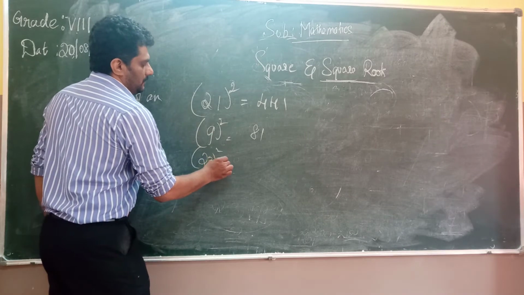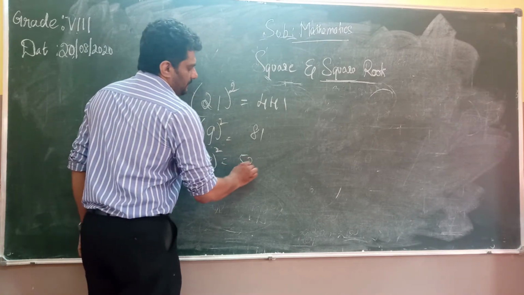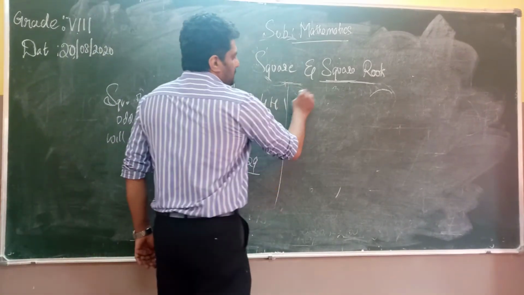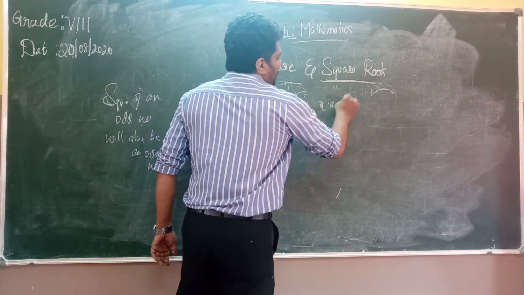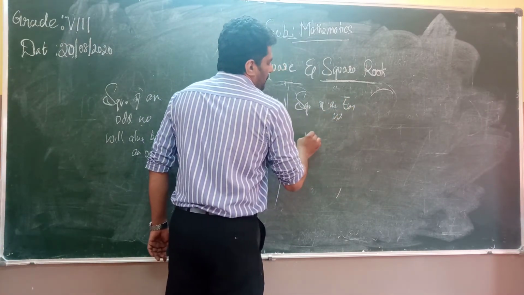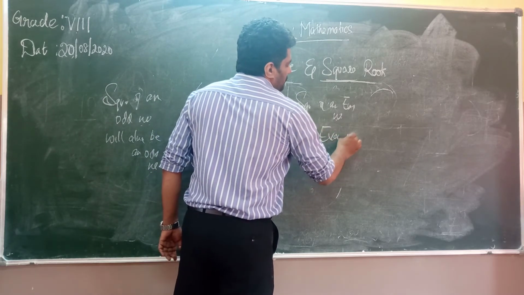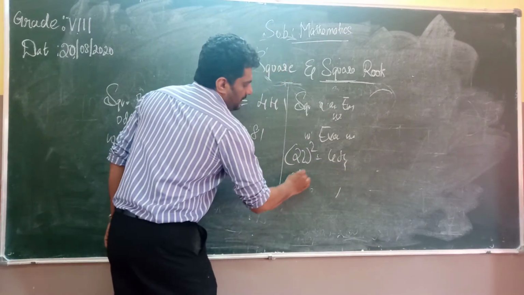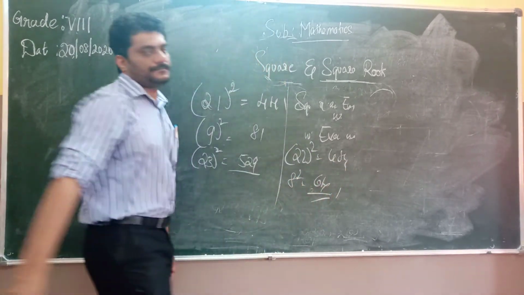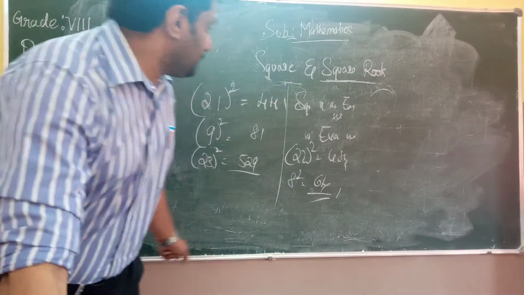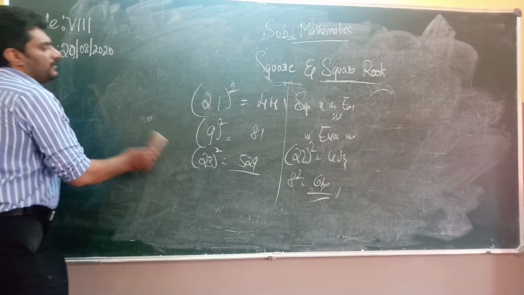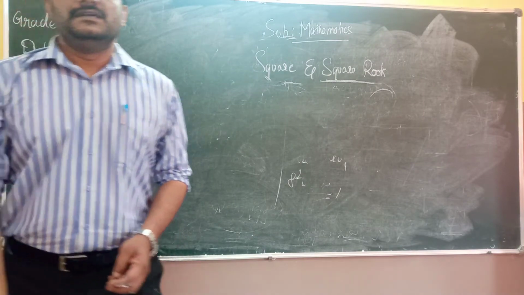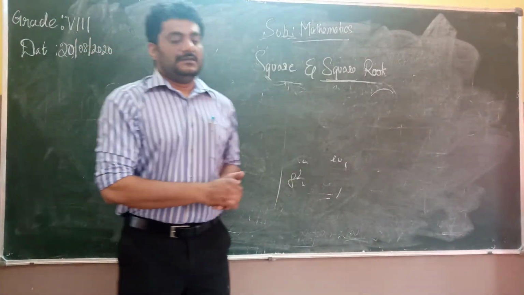23 square, which is nothing but 529. Okay, all these are odd numbers. Similarly, square of an even number will be an even number. 22 square, 484. 8 square, 64. So, what is this property? When you are squaring any odd number, it will always be an odd number. When you are squaring any even number, it will always be an even number.